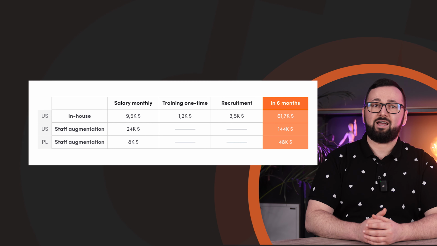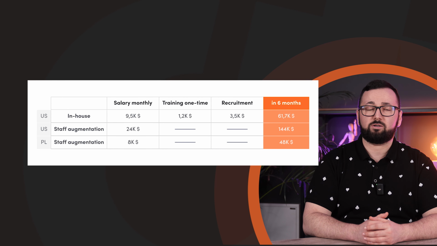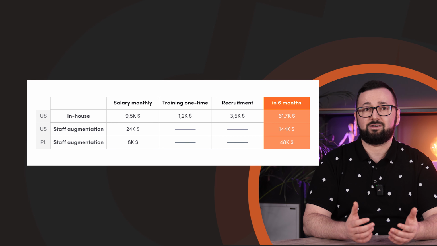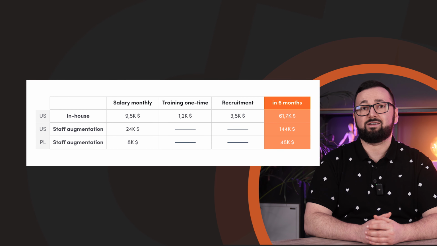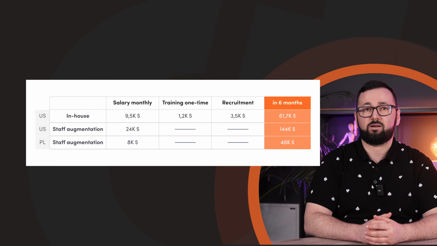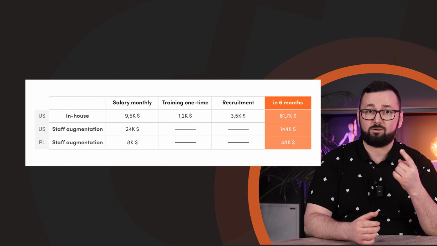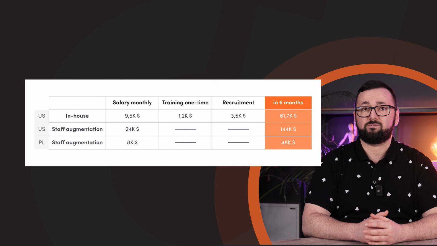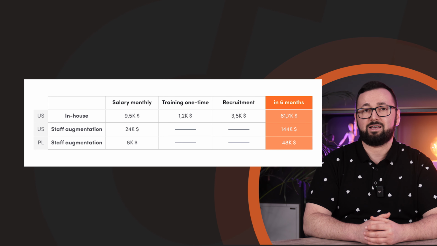When hiring in-house, you need to add extra costs like training costs around $1,500 and include recruitment costs around $3,500. Having that in mind, the average salary in the US when hiring in-house is around $9,500 a month for one developer. So for 6 months of work, including the costs above, it gives you above $61,000. With staff augmentation, you do not consider these costs and pay less.